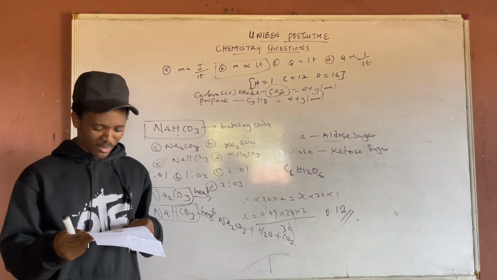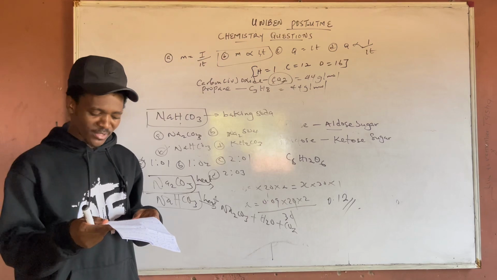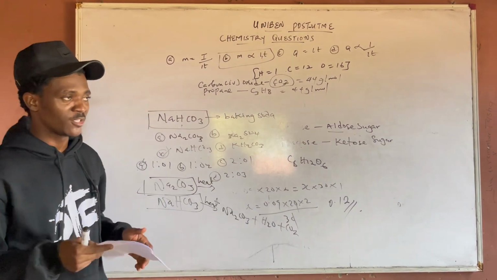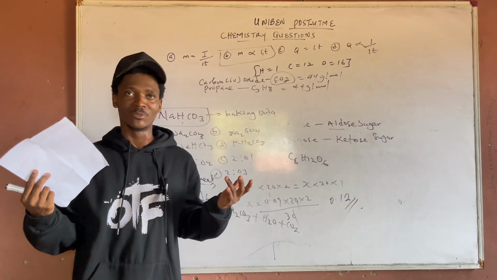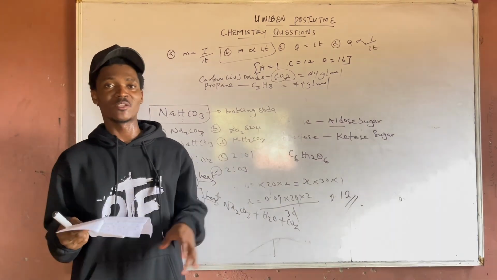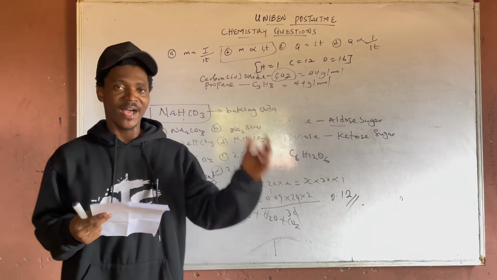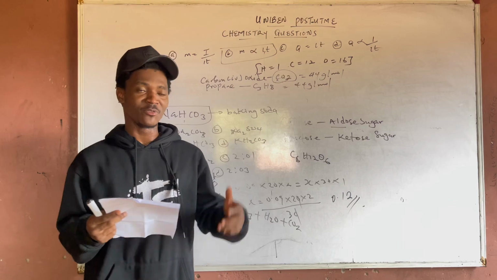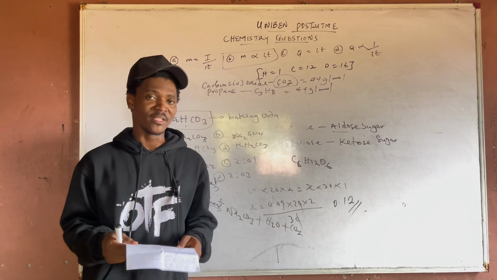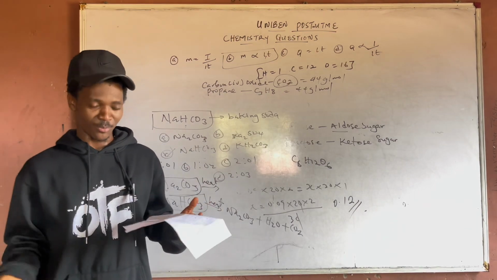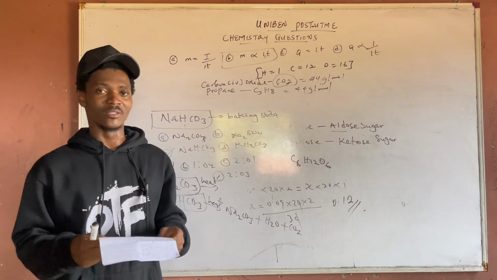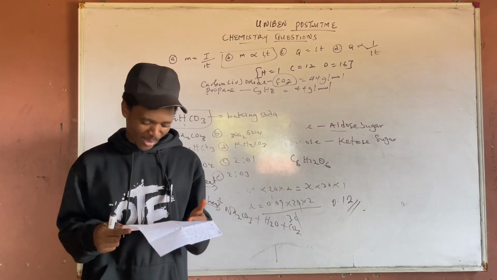Next question. Which statement best describes the process of oxidation? They want to test whether we really understand redox reactions in this question. Oxidation is simply the loss of electrons, addition of oxygen, removal of hydrogen, increase in the oxidation number, addition of electronegative elements, and removal of electropositive elements. Those are the definitions of oxidation. You can visit my video lesson on redox reactions in this channel to understand better.